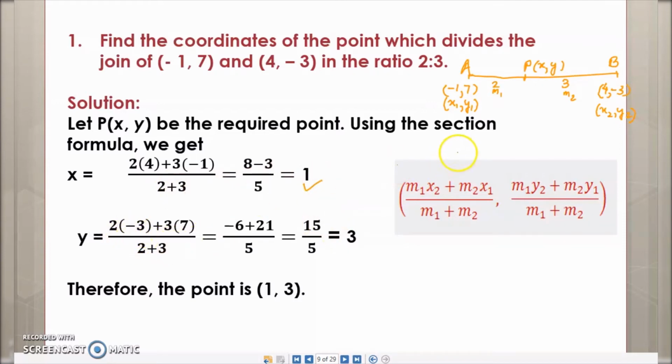Same way, you will substitute these values. M1, y2. M1 is 2 and y2 is -3. So, 2 into -3 plus M2, y1. M2 is 3 and y1 is 7. So, 3 into 7. So, -6 plus 21 divided by M1 plus M2, which is again 5. When you simplify, you will get 15 by 5, or 3. So, these are the coordinates of (x, y). That is, P(x, y) is (1, 3).